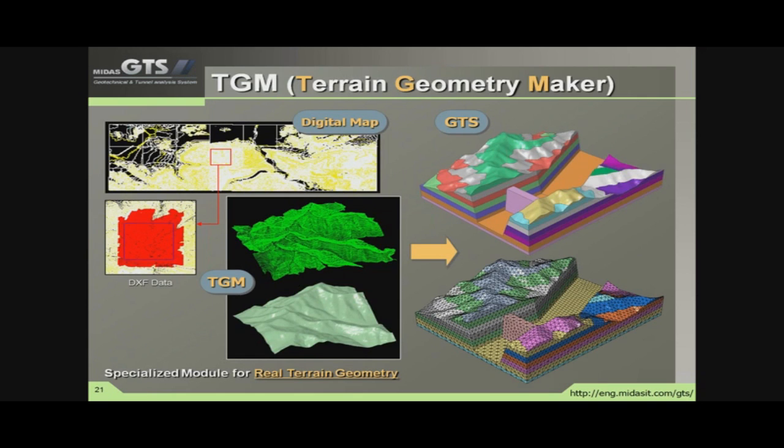In Midas GTS, we have a special feature known as Terrain Geometry Maker. In Terrain Geometry Maker, you can first import the DXF file that you have generated out of some geomatic software, and then you can ask the program, that is Midas GTS, to create the surface profile for the same DXF file.